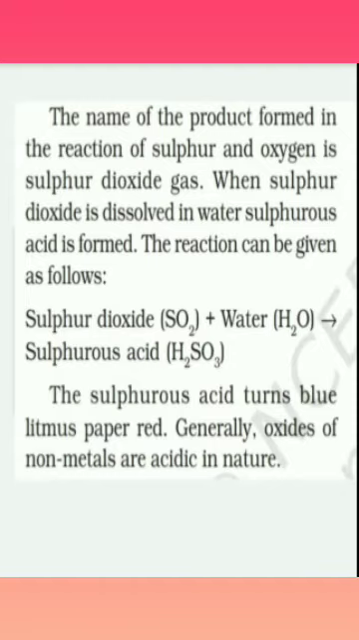The product formed in the reaction of sulfur and oxygen is sulfur dioxide gas. When sulfur dioxide is dissolved in water, sulfurous acid is formed. The reaction can be given as follows. Sulfur dioxide plus water gives sulfurous acid. Formula: SO2 plus H2O gives H2SO3. The sulfurous acid turns blue litmus paper red. Generally, oxides of non-metals are acidic in nature.